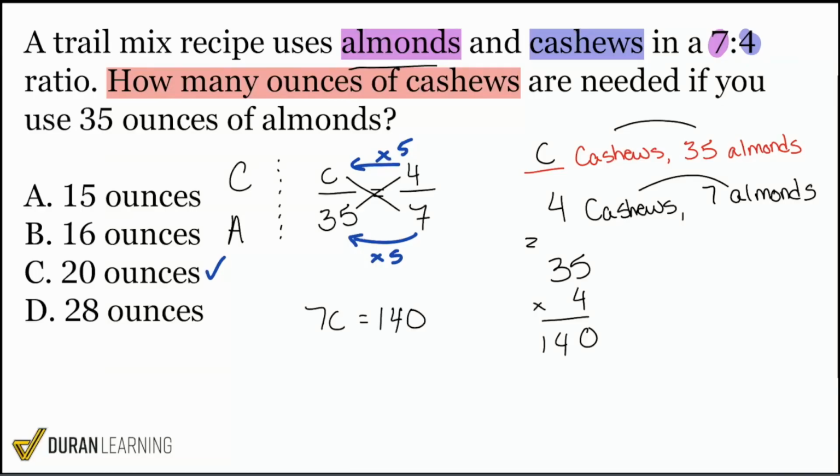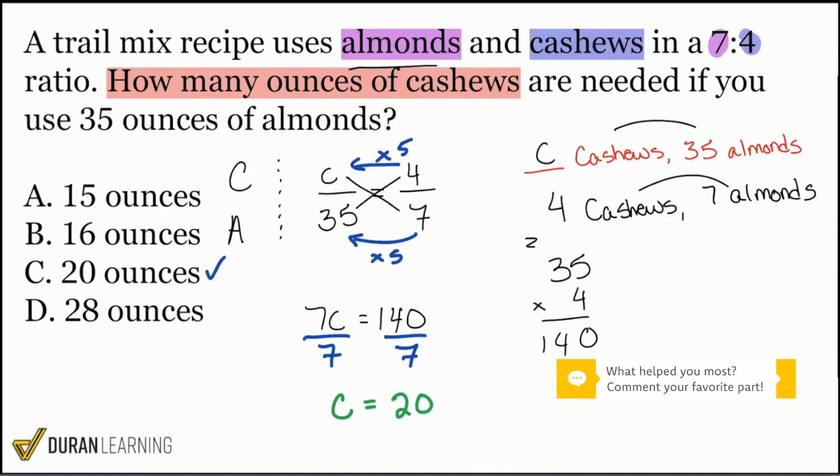And now all we have to do to finish this up is divide both sides by 7. There on the left, there on the right. 14 divided by 7 is 2. Bring that 0 along, and that is 20. So there we go. C equals 20 ounces. And so there we are. The correct answer here is answer choice C.